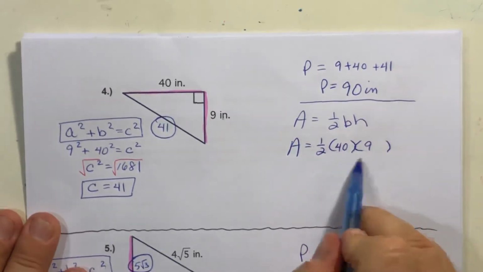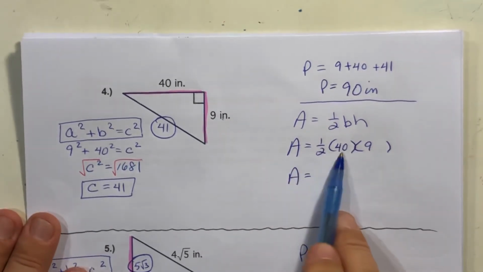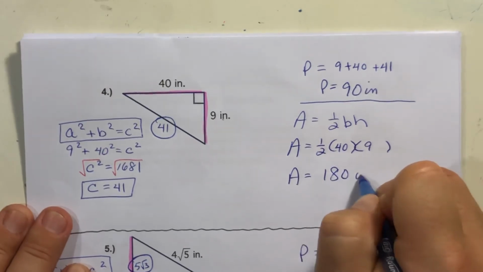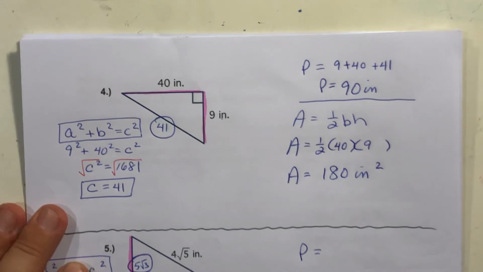So I'm going to have half times the base times the height. And you could swap these, right? These can be switched. But now let's multiply this out. Half times 40 is 20. 20 times 9 is 180, and I'm going to label that with inches squared. Okay. All right, cool. We have 2 more to go.